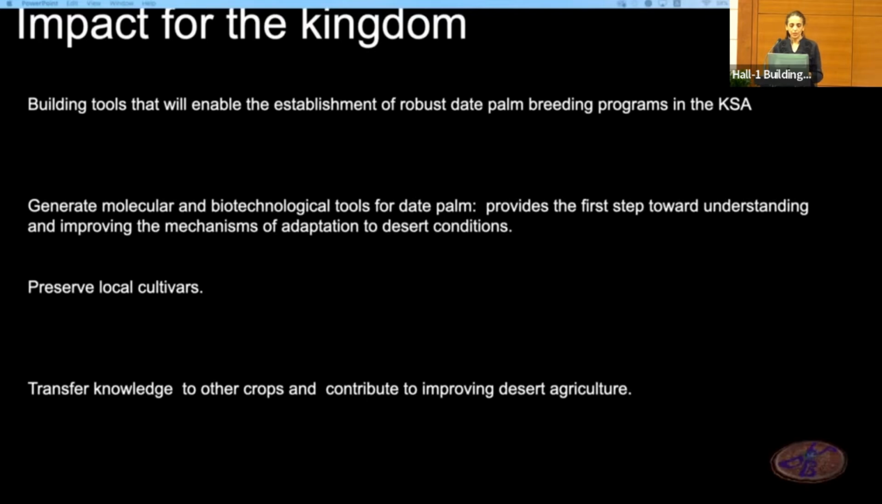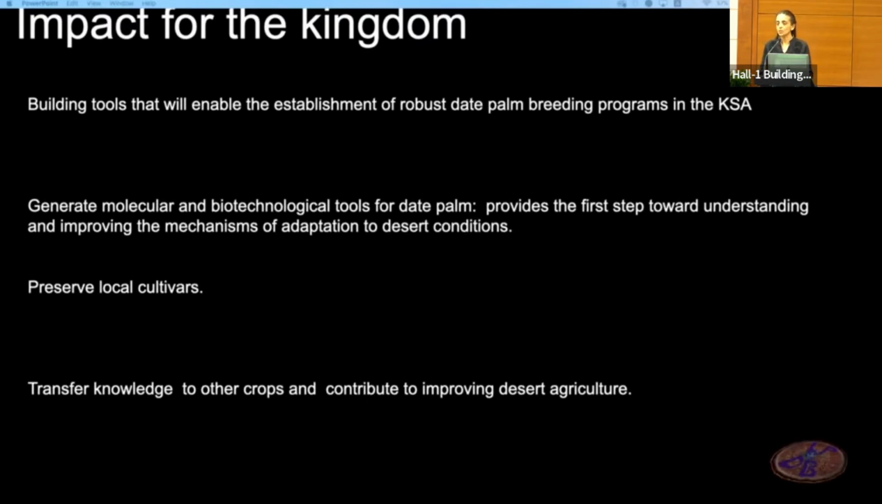So how to do that? We want to generate molecular and biotechnological tools, and again, back to basic science. We have to start from the beginning. Date palm research has been neglected for so many years. So far, there is a lot of genomics, which is very informative, there is a lot of omics, there is a lot of physiology, but there is not really hardcore basic research that can be translated into meaningful outcomes.